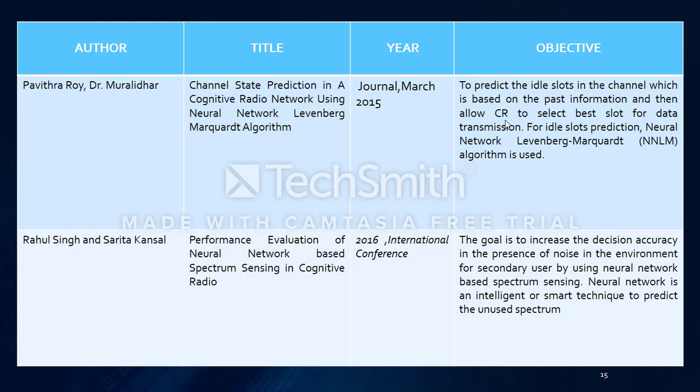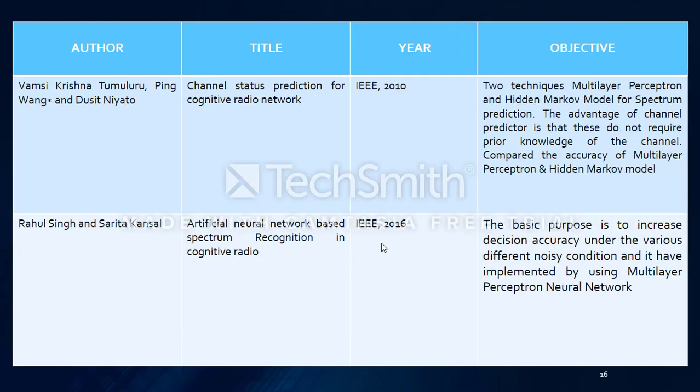Next paper is performance evaluation of neural network based spectrum sensing in cognitive radio, and the authors are Rahul Singh and Sarita Kansal, published in 2016. The goal is to increase the decision accuracy in the presence of noise in the environment for the secondary user by using neural network based spectrum sensing. Neural network is an intelligent or smart technique to predict the unused spectrum.